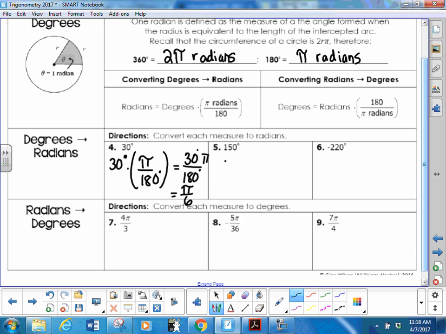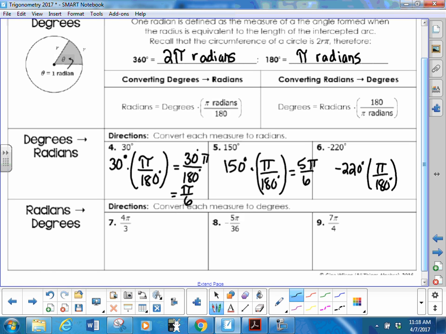Number 5 will be 150 degrees multiplied by pi over 180 degrees. I got 5 pi over 6 for that, by the time I did my reductions. For negative 220 degrees, I get negative 11 pi over 9. And now we know what that negative means. It means that we're moving clockwise.